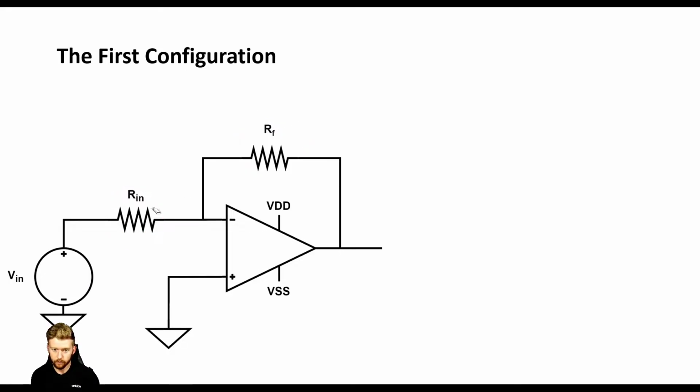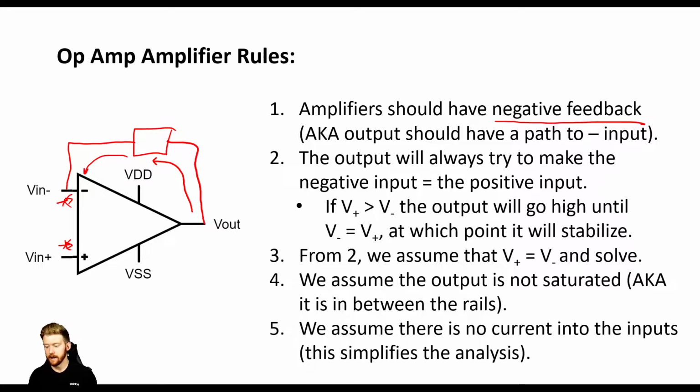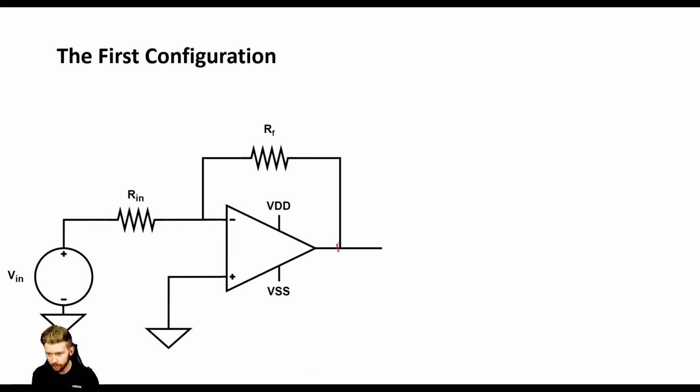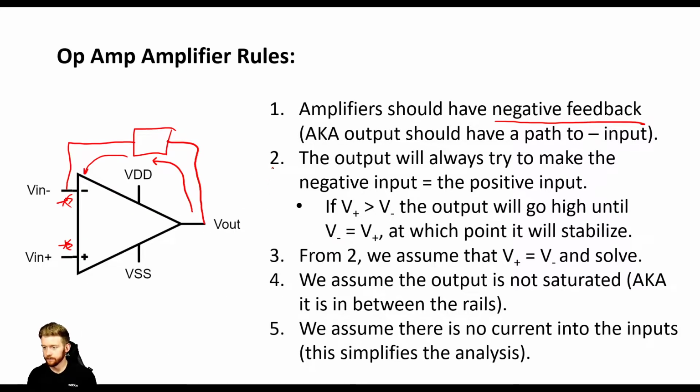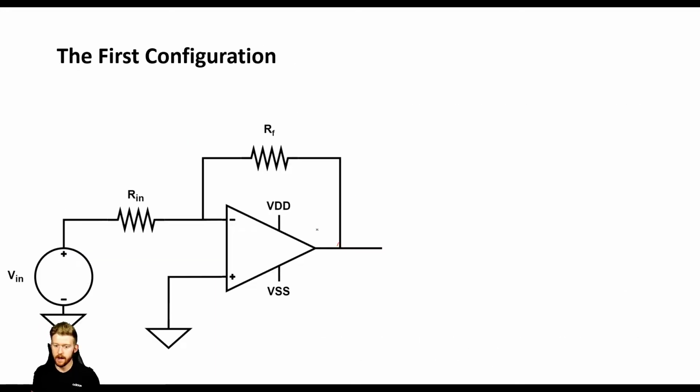Now, rule number 1 is that we have to have negative feedback, and we can see that from our output we have a path to our negative input. So good, we have negative feedback. Rule number 2, we have to make sure that V plus is equal to V minus. Okay, so we're going to assume that V plus is equal to V minus.